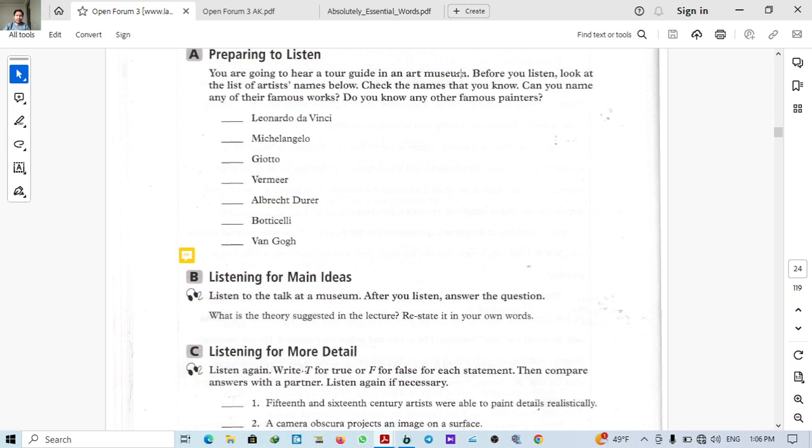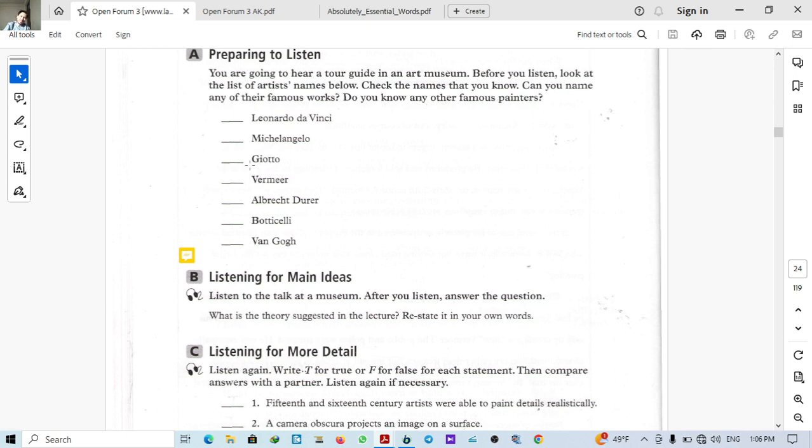So here, in an art museum, before you listen, look at the list of artists' names below. Here we have got the names of some artists. Check the names that you know. Can you name any of their famous works? Do you know any other famous painters?